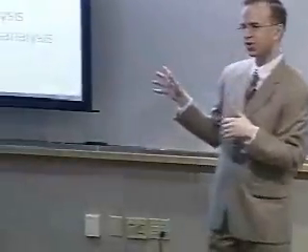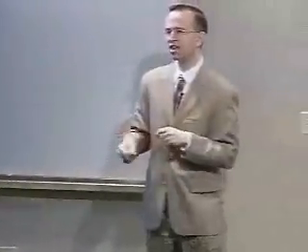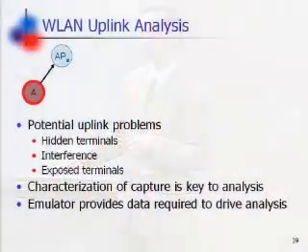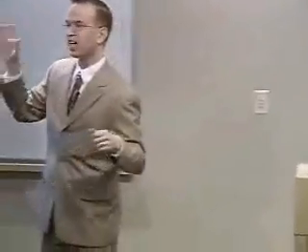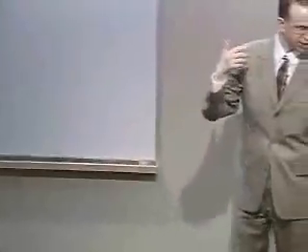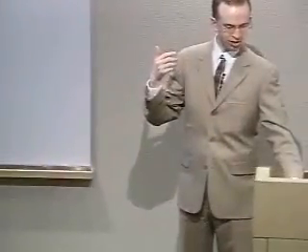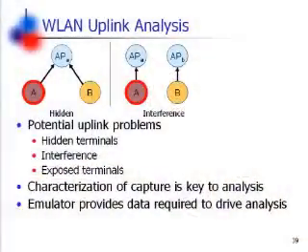So these next results I'm going to show didn't use the emulator, but rather used data generated by the emulator to just generate some back-of-the-envelope analysis for how often we have problems such as a hidden terminal on the uplink. So if we consider a wireless LAN uplink, we can have hidden terminals, where we have a node talking to its access point and another guy that could possibly interfere with us.